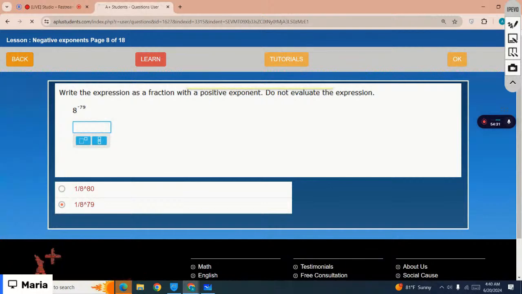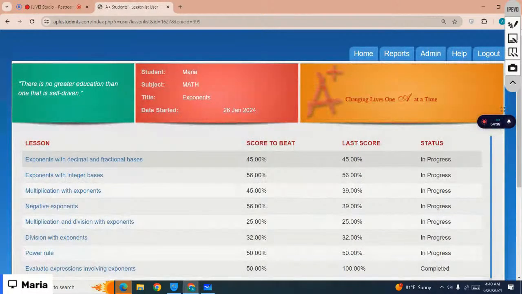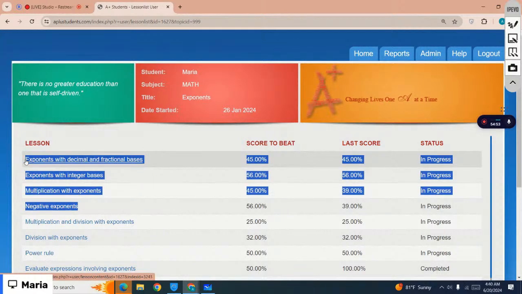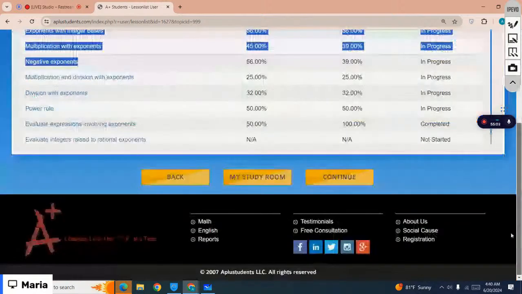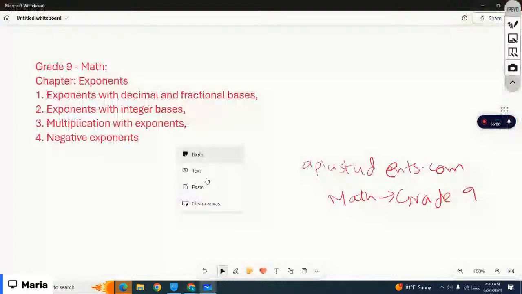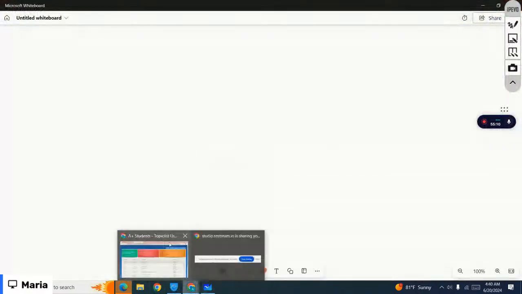Okay, you can complete the lesson by yourself later today. So we were working on grade 9 math. The chapter we were working on is exponents. The lessons we have covered today are exponents with decimal and fractional bases, exponents with integer bases, multiplication with exponents, and negative exponents, right? So please make sure before the next session you complete all the practice questions for the lessons we did today. That is your homework until the next session.